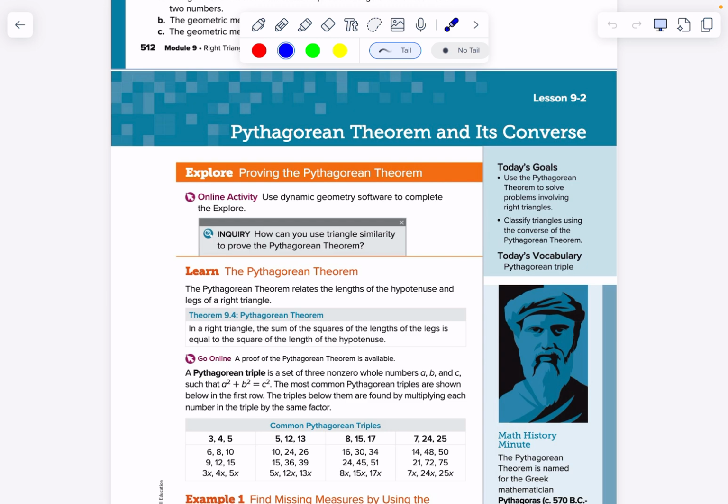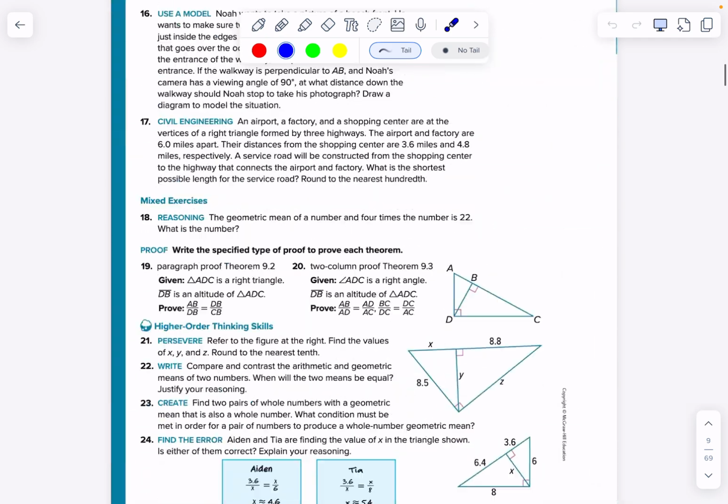We have to do something, and it is the Pythagorean theorem. We're doing section 9.2 before section 9.1 because the Pythagorean theorem is easier.